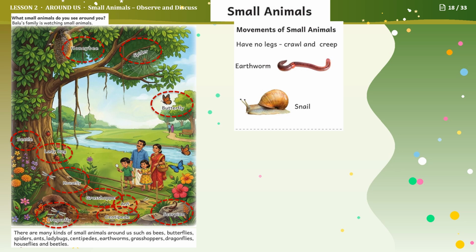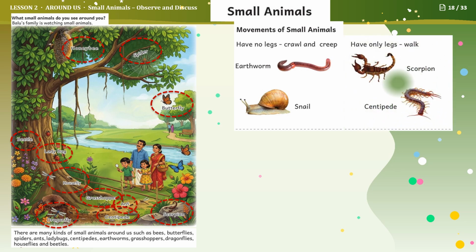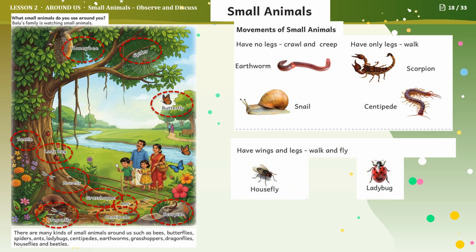Now, movement of small animals. Here we have earthworm and snail which have no legs, so they crawl and creep. We have scorpion and centipede which have only legs, so they walk. And here we have housefly, ladybug, cockroach and grasshopper. They have wings as well as legs, so they walk and fly.